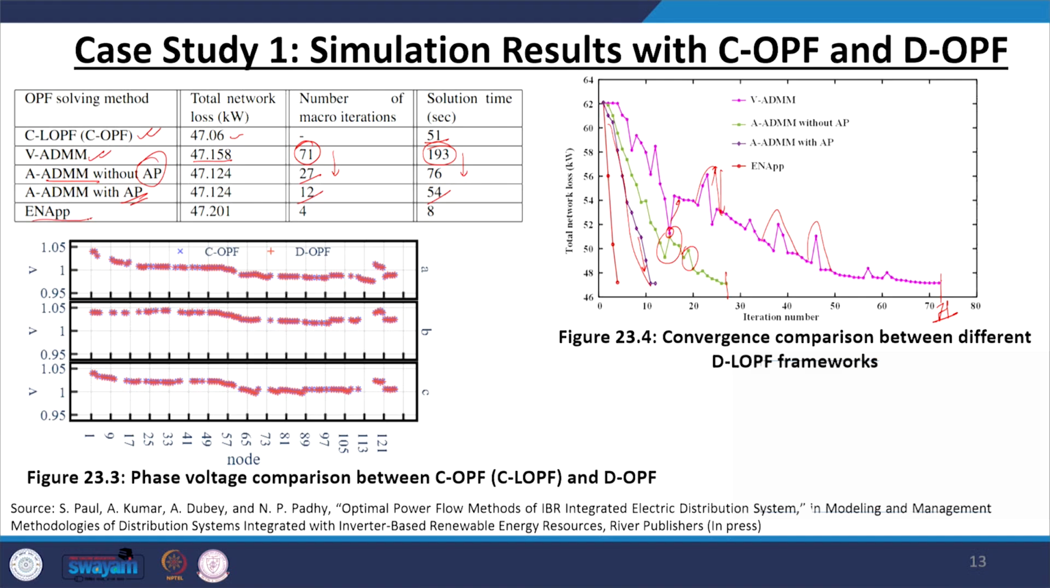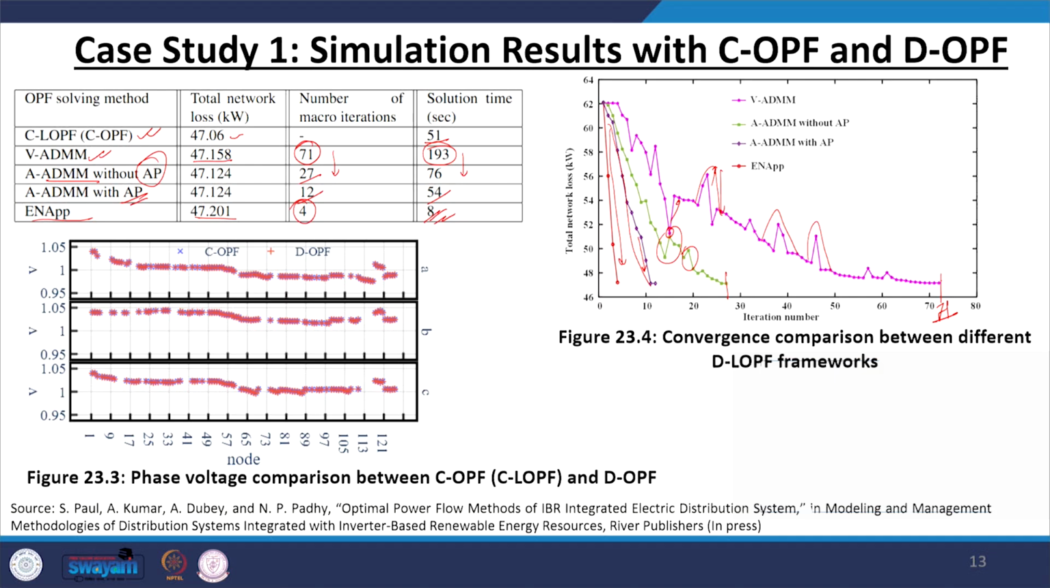Now, you can see that the NAP algorithm, which is designed for the radial distribution network, is giving you a close to optimal solution with only 4 macro iterations, and the solution time is also reduced to 8 seconds only. So, you are solving the 123 bus system and each and every area in parallel. So, your total solution time is only 8 seconds. So, it is almost a real time solution you are getting, and also the convergence is very smooth.